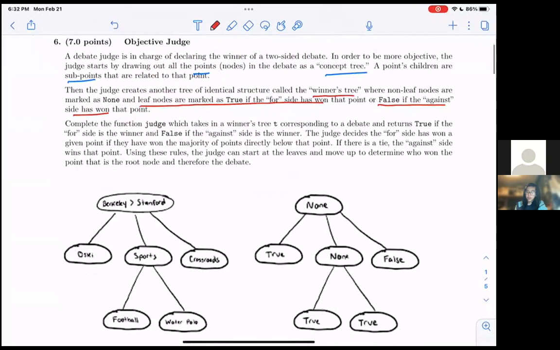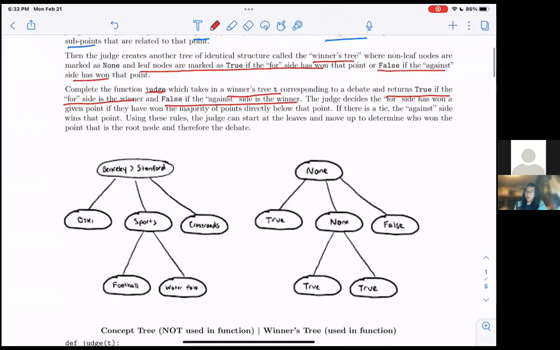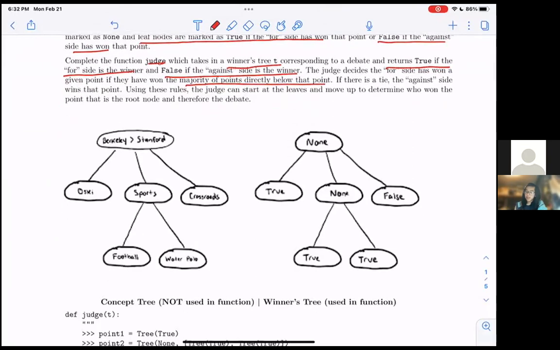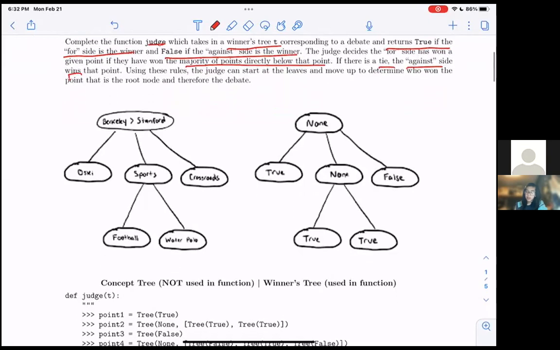Complete the function judge, which takes in a winner's tree T corresponding to a debate and returns True if the for side is the winner and False if the against side is the winner. The judge decides the for side has won a given point if they have won the majority of points directly below that point. If there is a tie, the against side wins that point. Using these rules, the judge can start at the leaves and move up to determine who won the point that is the root node and therefore the debate.